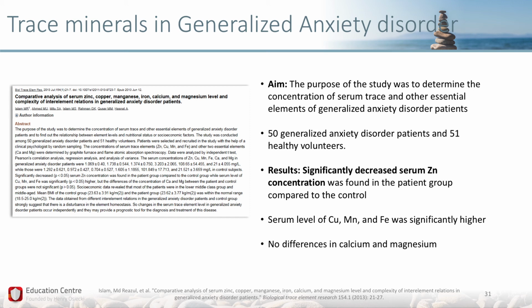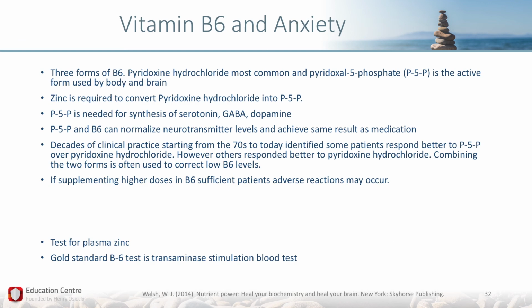Interestingly, in this one of the 50 patients, they didn't find implications of calcium and magnesium, but that was just part of that participation group. So the B6, I mean, zinc obviously is major for your neurotransmitters. Of course, B6 is too. There actually are 3 forms of B6. We only really have 2 that we can use in supplements.